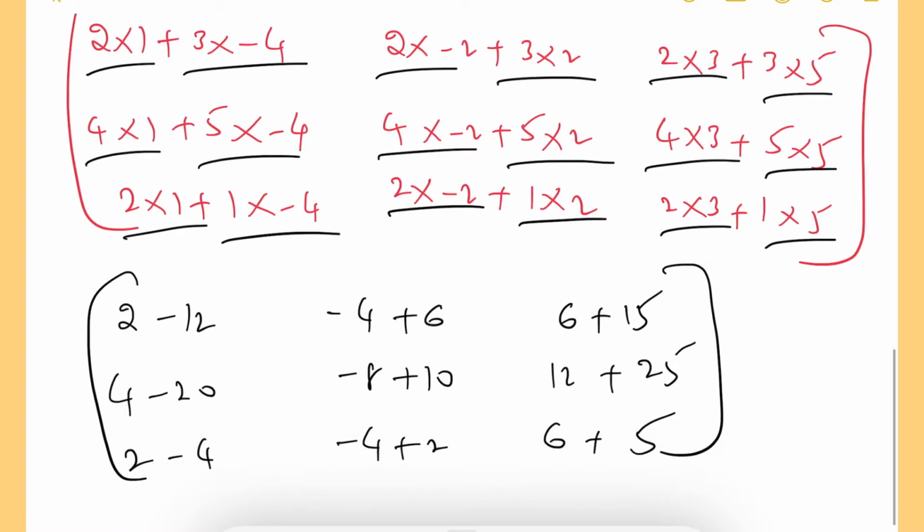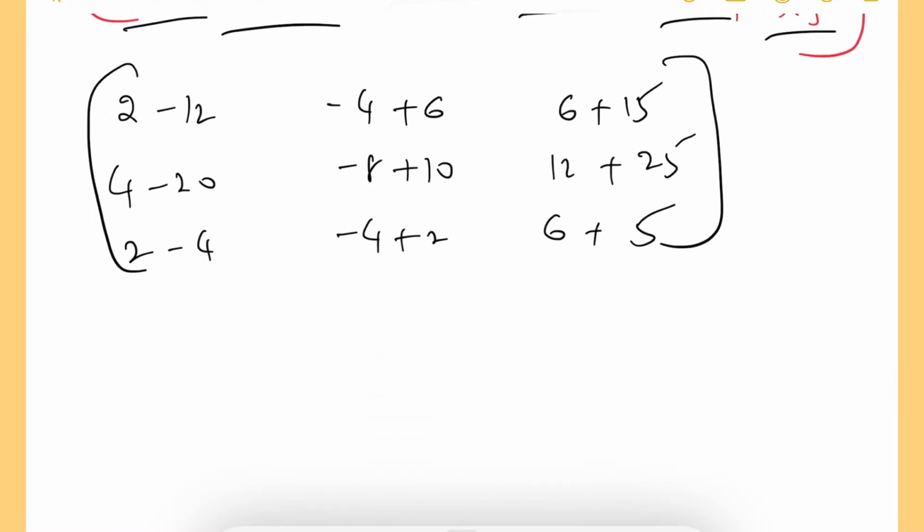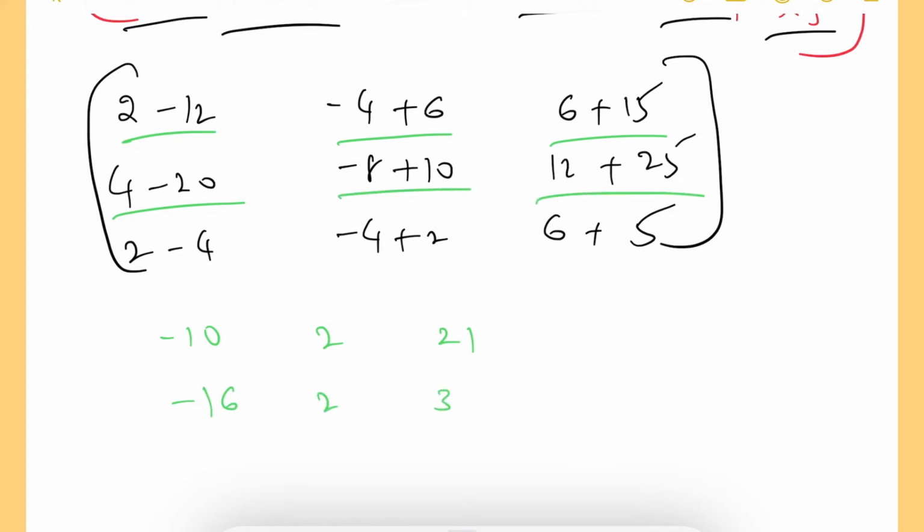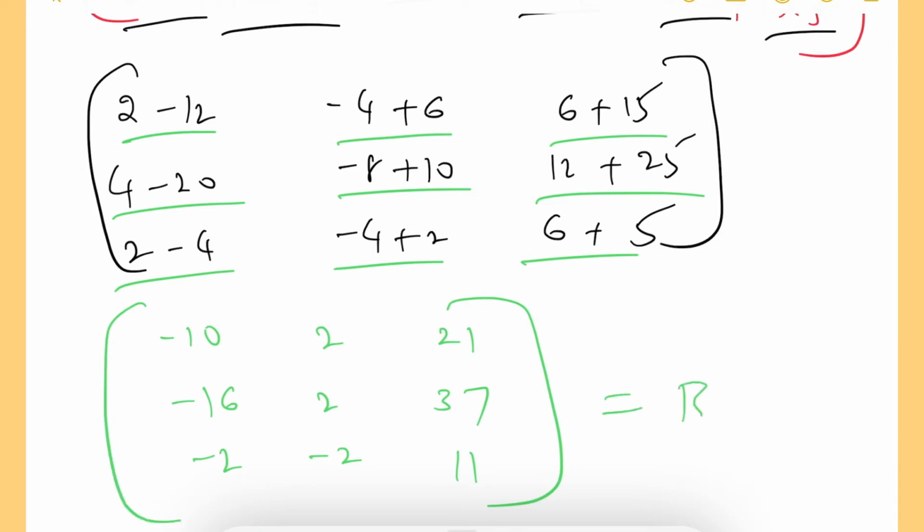Okay, now let us simplify this further so that we will get the final answer. 2 minus 12, minus 10. Minus 4 plus 6, 2. 6 plus 15, 21. 4 minus 20, minus 16. Minus 8 plus 10, 2. 12 plus 25, 37. 2 minus 4, minus 2. Minus 4 plus 2, minus 2. 6 plus 5, 11. This is the value of BA.